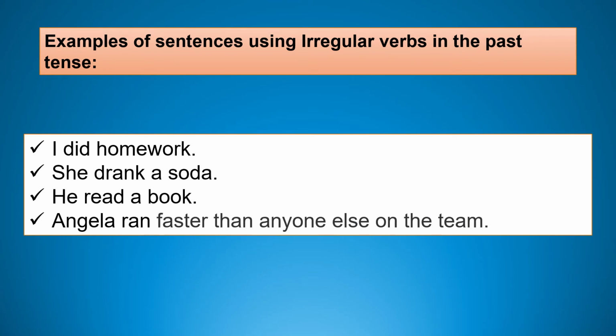These are some examples of sentences using irregular verbs in the past tense. I did homework. She drank a soda. He read a book. Angela ran faster than anyone else on the team.